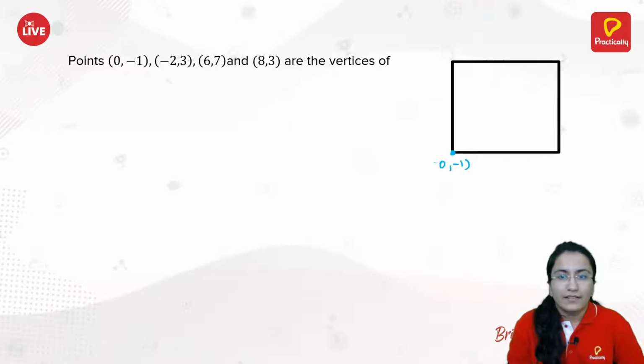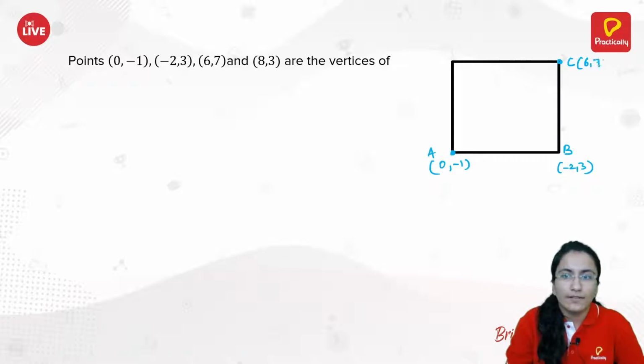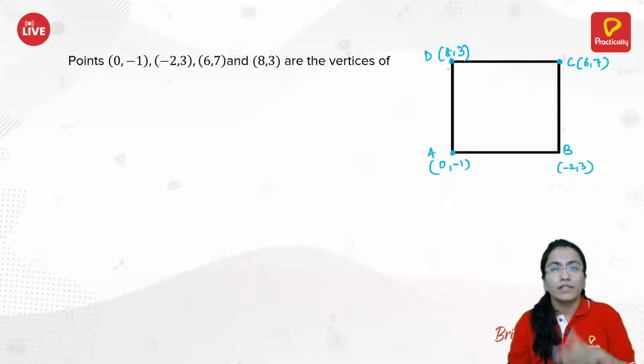0 comma minus 1, let this point be A, B point be minus 2 comma 3, this C point be 6 comma 7, and this D point be 8 comma 3. So what we need to do, we need to quickly calculate the length of each side.